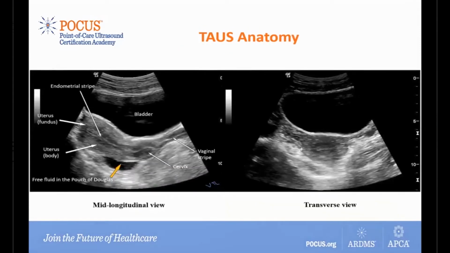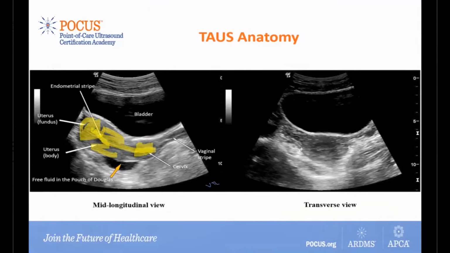Here we see two views that have been obtained. On the left side, we have the mid-longitudinal view from the pelvic region, and of course we have the cervix over here, and this is the fundus, and this is the body of the uterus. In the middle, we have this white line that is representing the endometrial stripe.